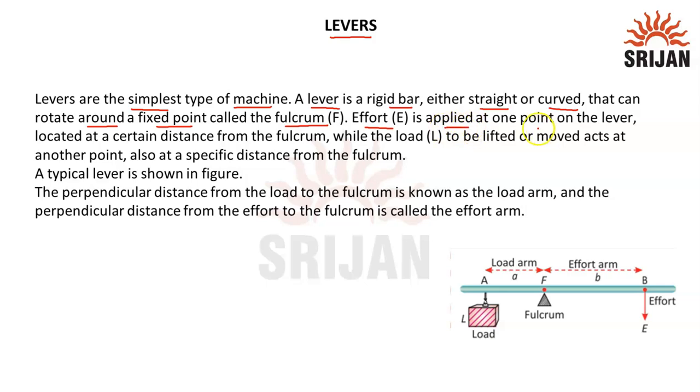Effort E is applied at one point on the lever, which is being applied at point P, located at a certain distance from the fulcrum, while the load to be lifted or moved acts at another point, also at a specific distance from the fulcrum. In this picture, we can clearly see that at point A, load is being attached. The perpendicular distance from the load to fulcrum, so from point A to point F, is known as the load arm, while the distance between the effort to the fulcrum corresponds to the effort arm.